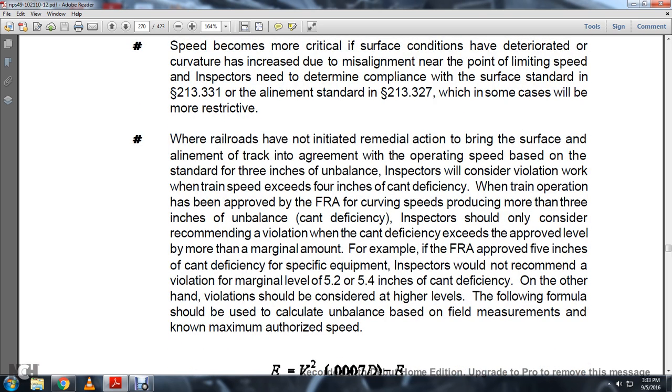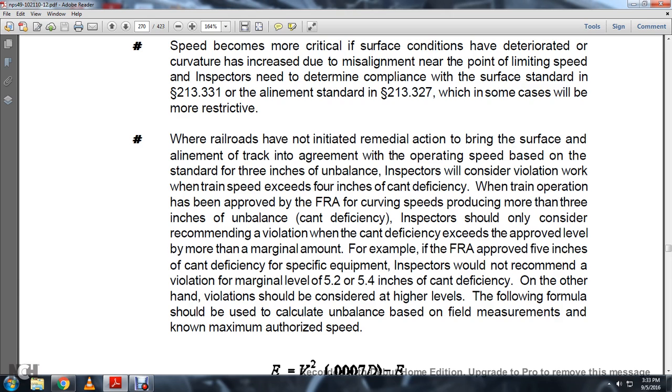The alignment standards of 213.327 and the sum of the cases will be more respective. Where railroads have not initiated remedial action to bring the surface and alignment of the track into agreement with the operating speed, based on the standard of 3 inches unbalanced, the inspector will consider the violation when the train speed exceeds 4 inches. For train operation that has been approved by the FRA, curving speed producing more than 3 inches of unbalanced cant deficiency applies.